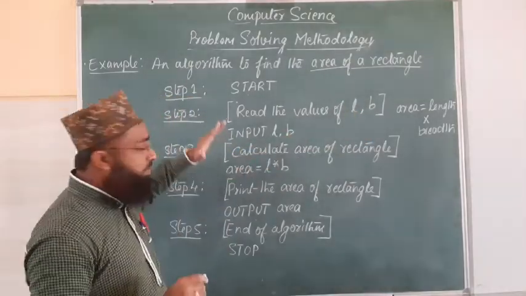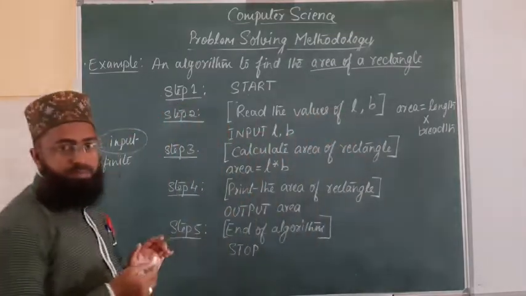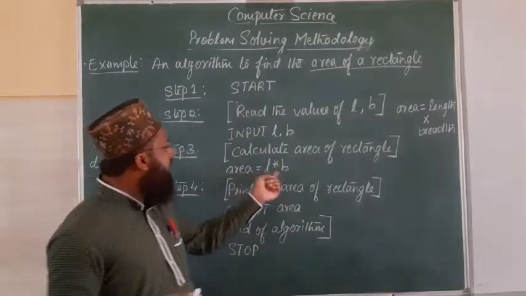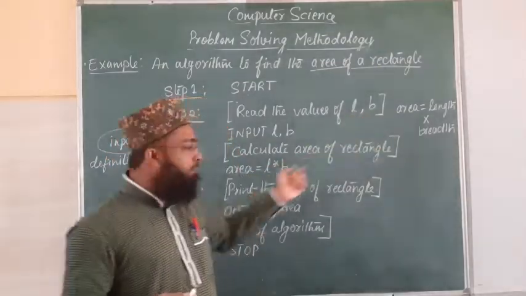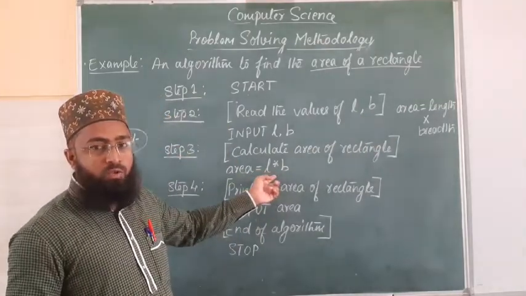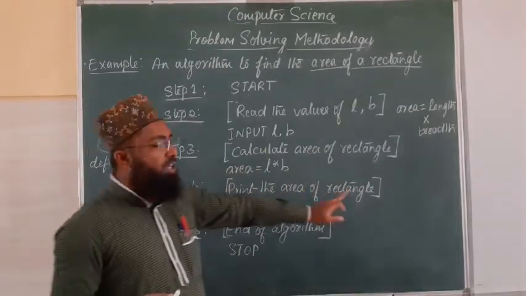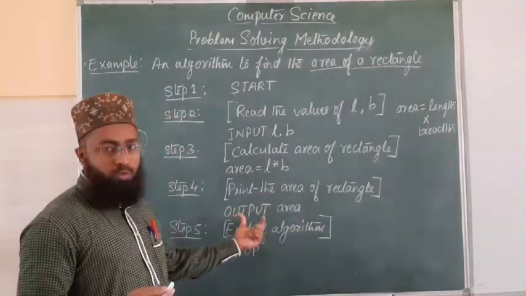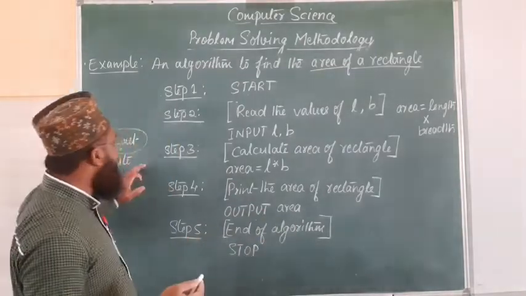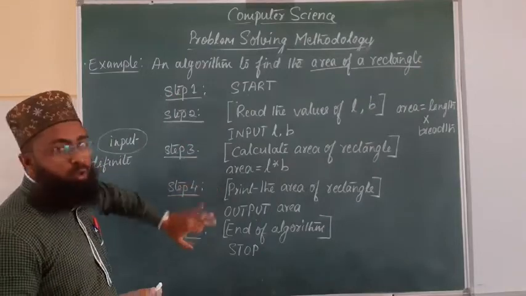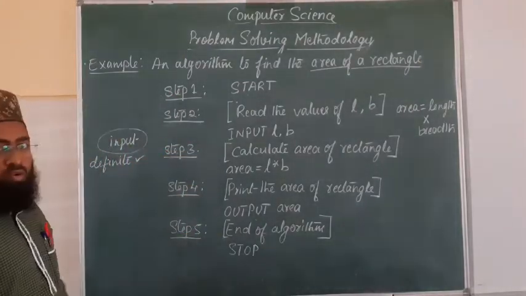Then step 3, calculate the area of a rectangle, that is area equals length into breadth. In mathematics we use the into sign, but here in computer science we have to use the asterisk sign. Then step 4, print the area of a rectangle, that is output. Then step 5, end of algorithm, that is stop. Definite means each and every step should be clearly explained. We have explained, and definite is over.